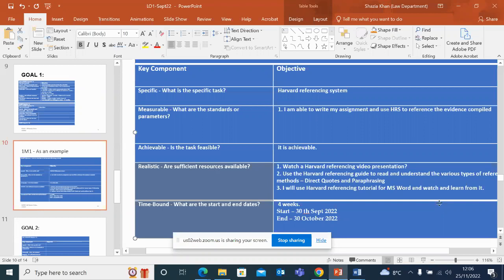And the time bound, so what are the start and end dates? From 30th of September 2022 to the end date of 30th of October 2022. So you have the 4 weeks time bound.